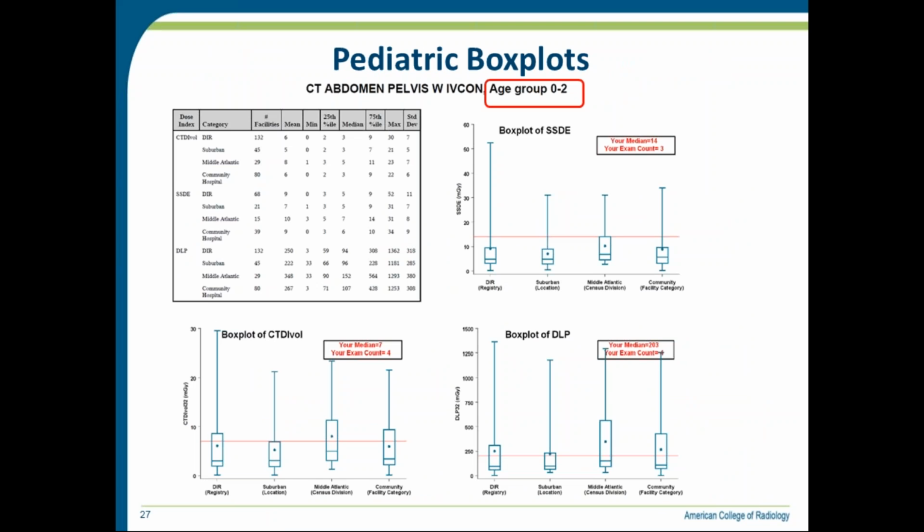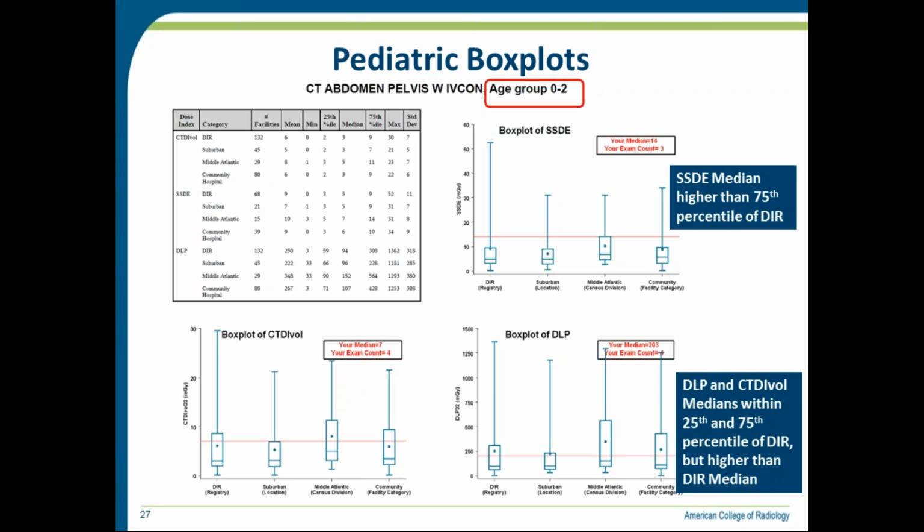This is an example of pediatric box plots, age group 0 to 2. In the first box plot, you can see that is for the SSDE. What do we see? We see the SSDE median is higher than the 75th percentile of DIR. You can see the red line across all the boxes is your facility median, and the red line goes above the upper part of the box for all of the box plots. So it is higher. Of course, it is higher than the DIR median. Even it is higher than the 75th percentile of all the facility comparisons.